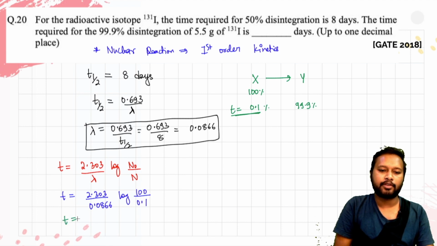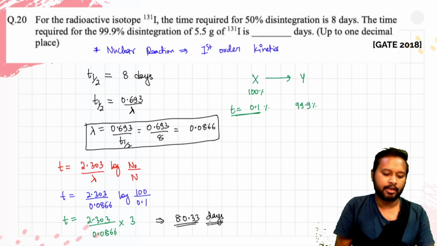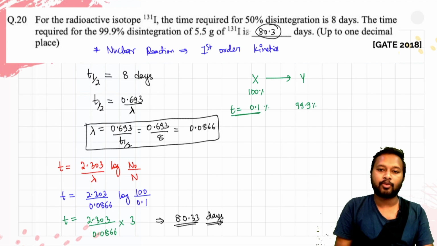Now you just have to use this. So T is equal to 2.303 upon 0.0866 multiplied by log 1000, and log 1000 will be 3. Just solve this and you will get the value. After solving this equation, you are going to get something around 80.33. That's the number of days which should be the answer. Up to one decimal place they have asked, so 80.3 days is going to be the final answer for this question. Pretty simple way to approach it.